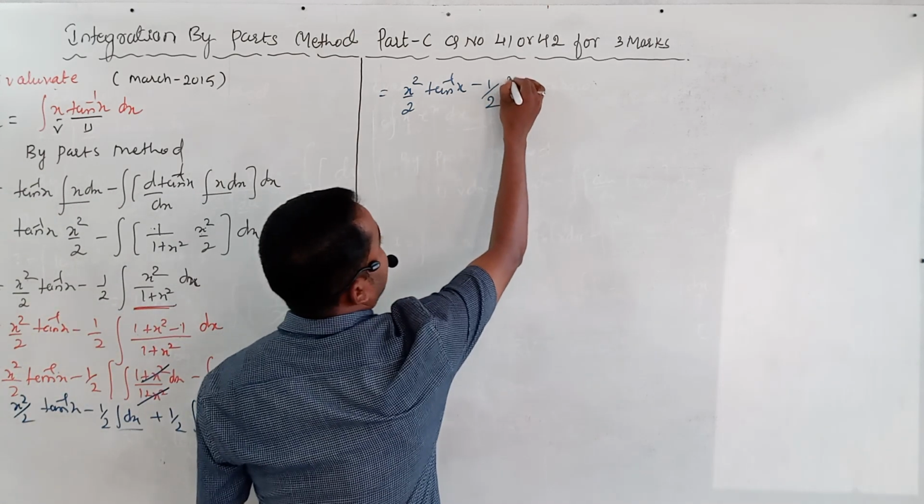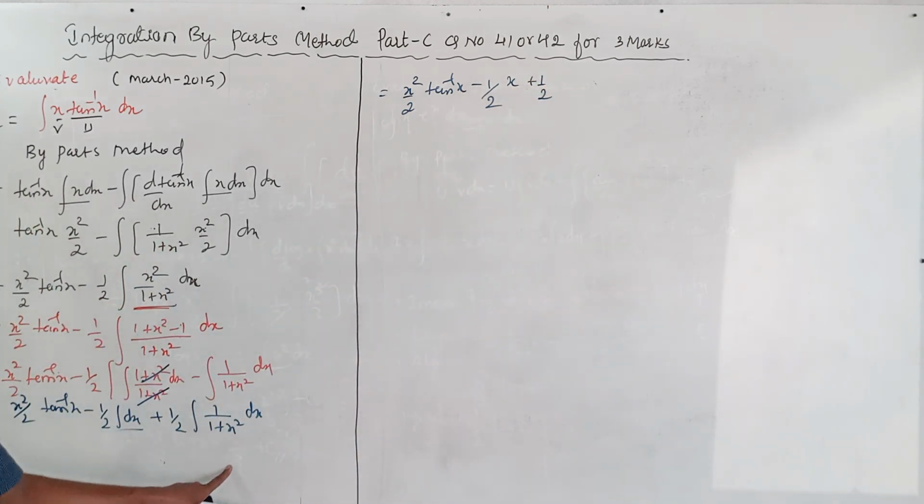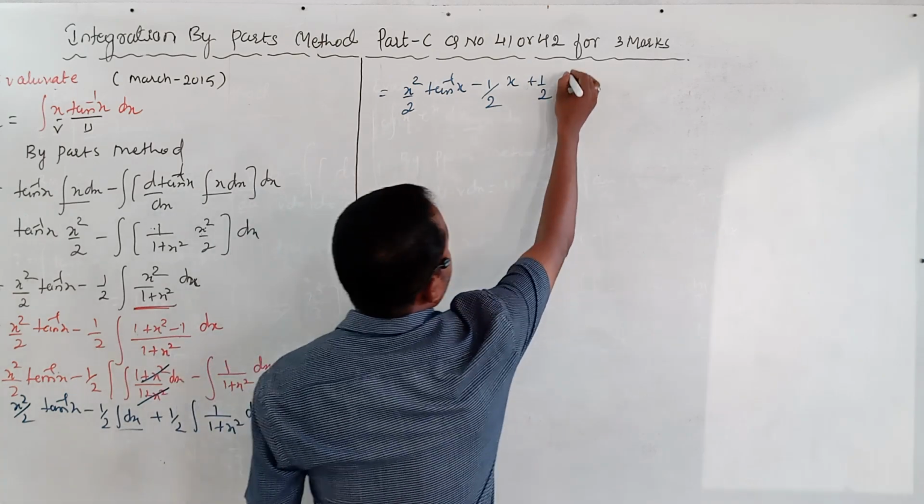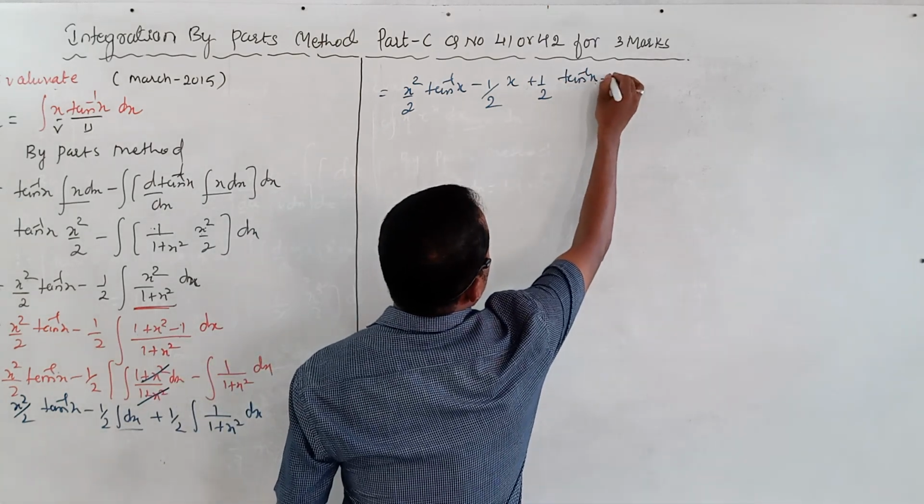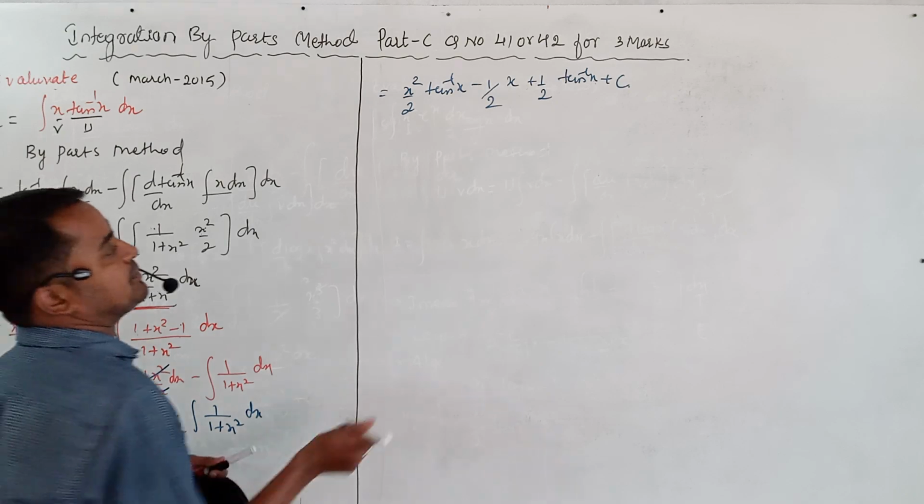Integration of dx is x, plus 1 by 2 as it is. Integration of 1 by 1 plus x square is tan inverse x plus c. So this is the solution, or you can write it in this manner also.